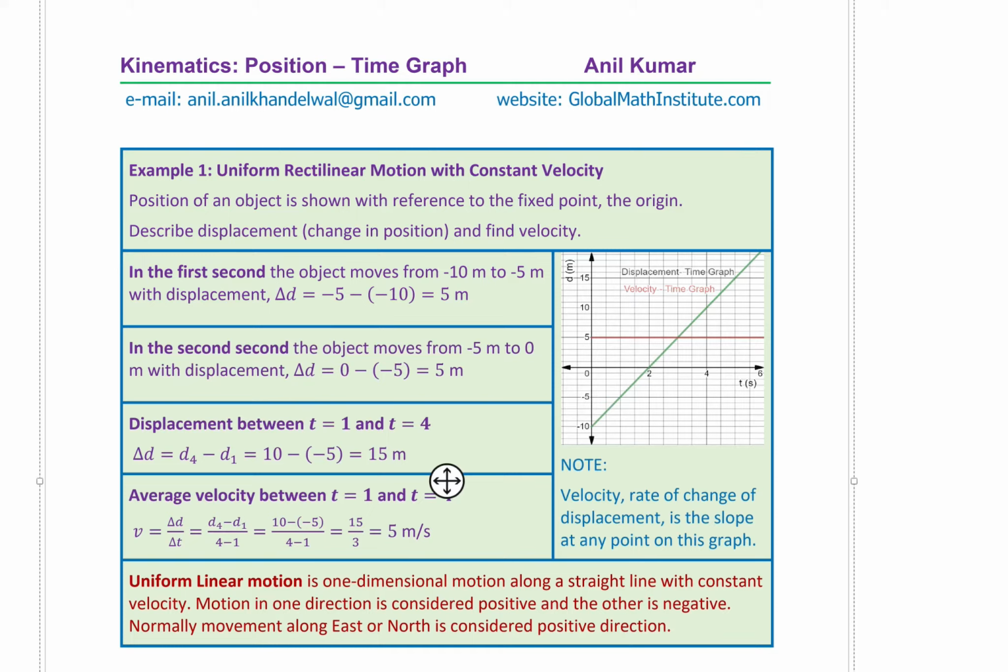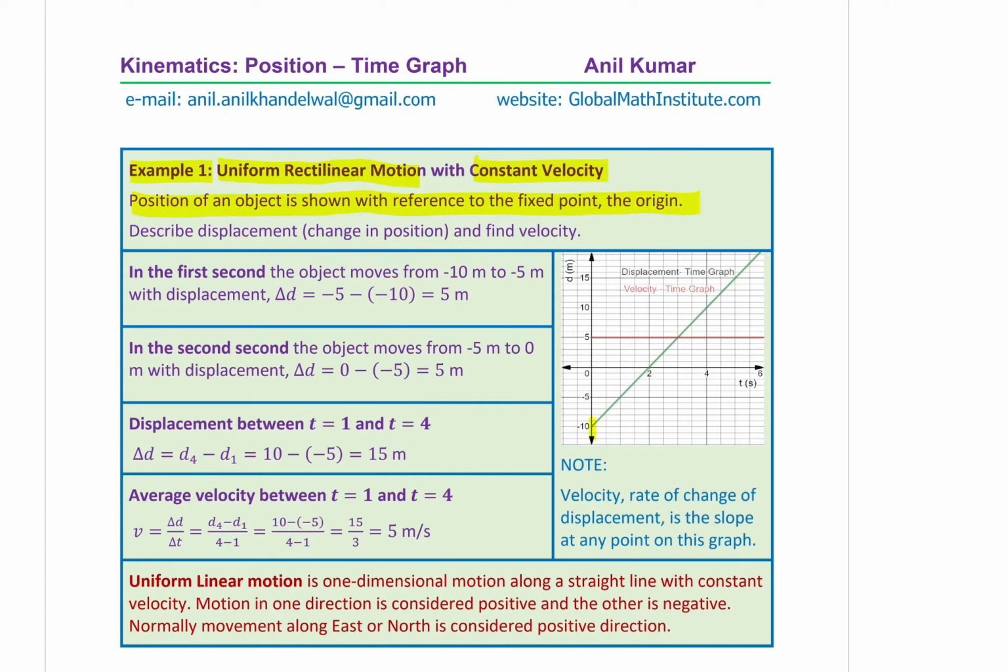So we'll begin with example 1, which is uniform rectilinear motion with constant velocity. Constant velocity means a car moving at a constant speed of, let us say, 60 kilometers per hour, right, in a particular direction. So that becomes a constant velocity.